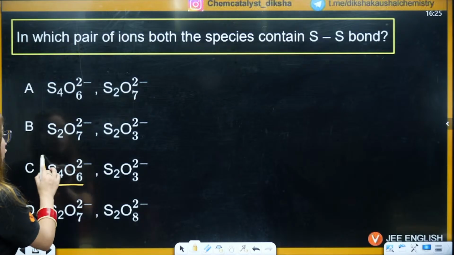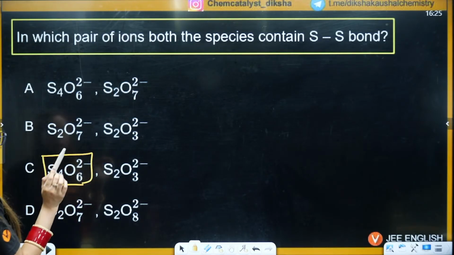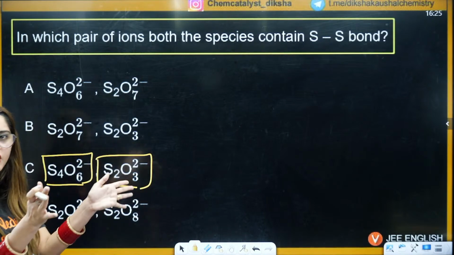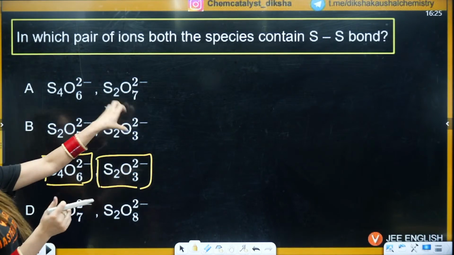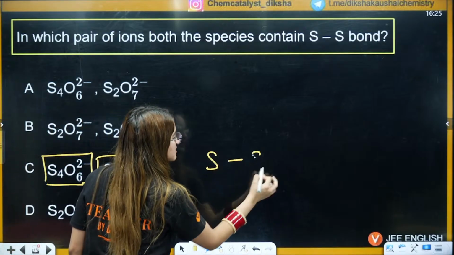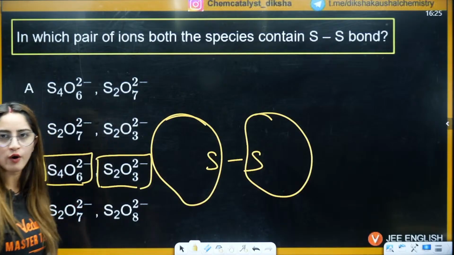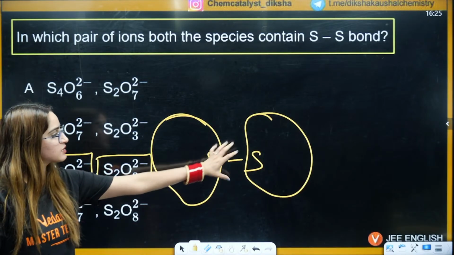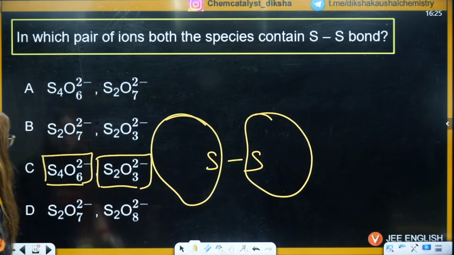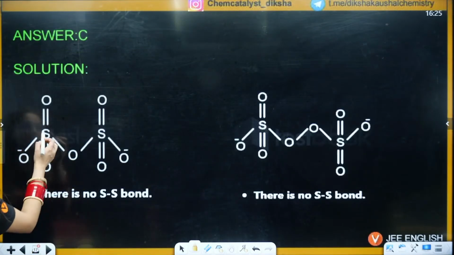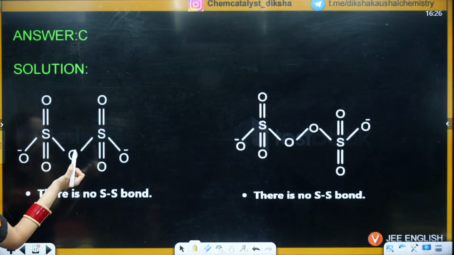And S4O6 2 negative also has the same, right? It also has S-S linkage, only then you have oxygen. Here you have 3 oxygens, here you have 3 oxygens, and 1 sulfur attached to this one, 1 sulfur attached to this one. So this also gives you an S-S bond. So the answer will be C.